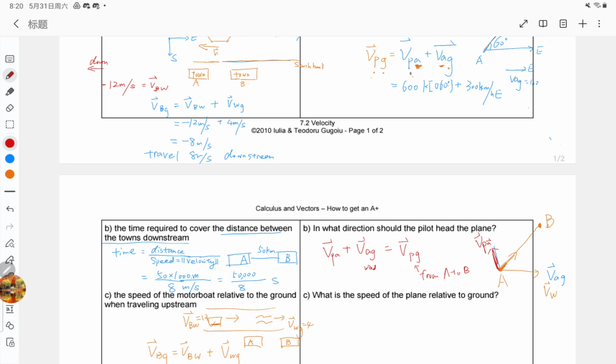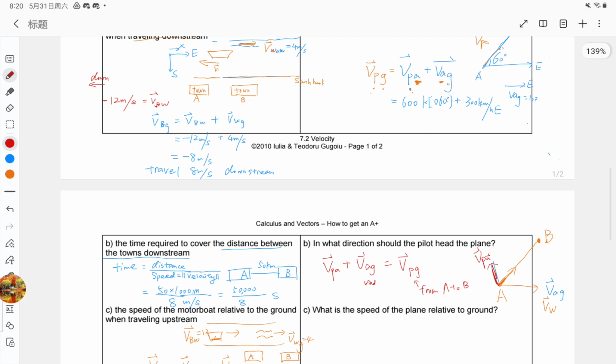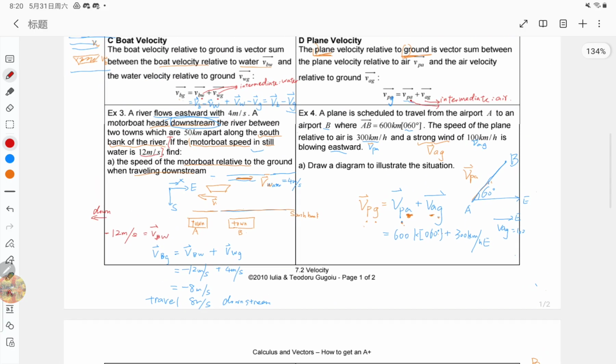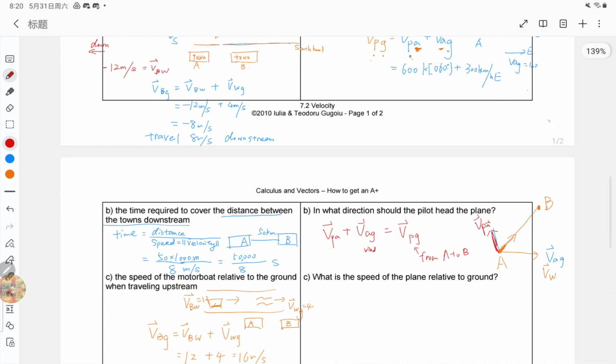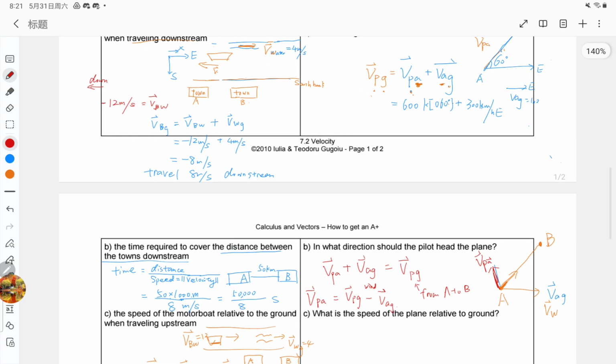This is from A to B direction. All right, so the VPA vector should have this, right? VPA equals VPG in this direction, minus the VAG, right? And now we just draw some triangle.